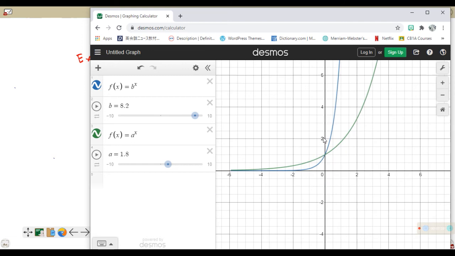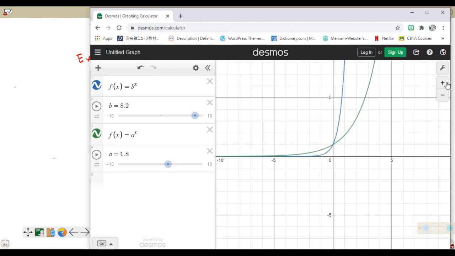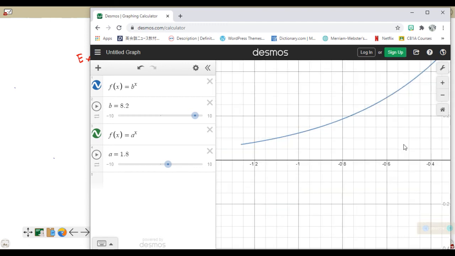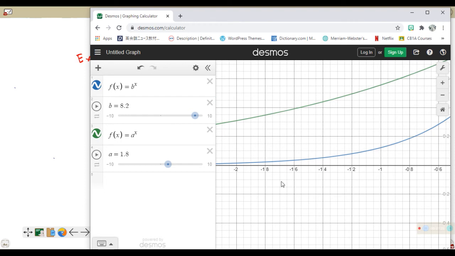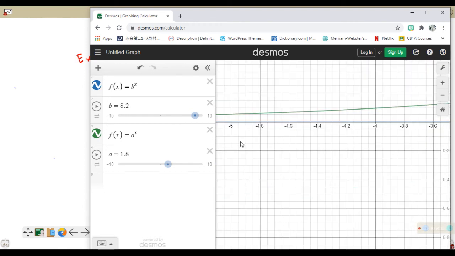And what will happen to the tail papunta naman dun sa left ng y-axis? So, mukhang papunta siya sa 0, di ba? But, let's look at it closer. Mag-pan in tayo. So, mukha siyang papadikit sa 0. Yes, papadikit siya sa 0. But, it will never approach 0.